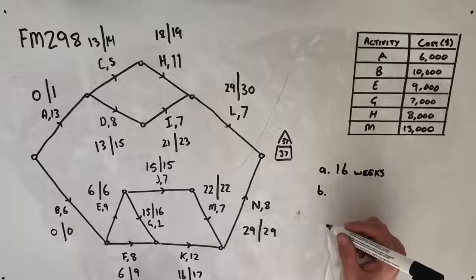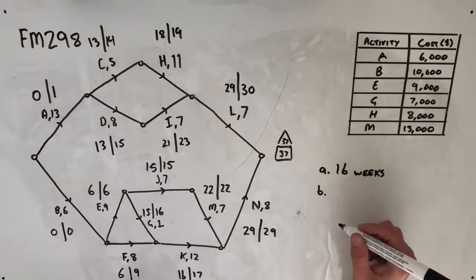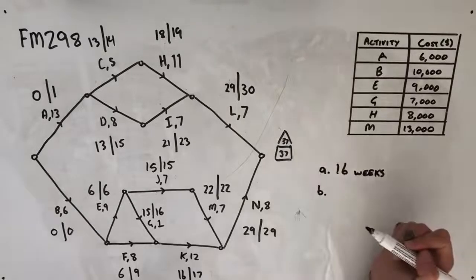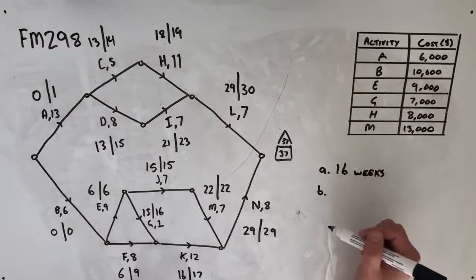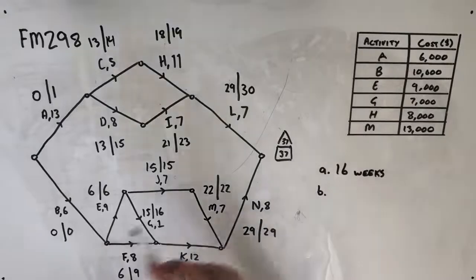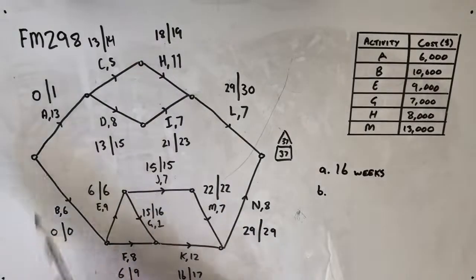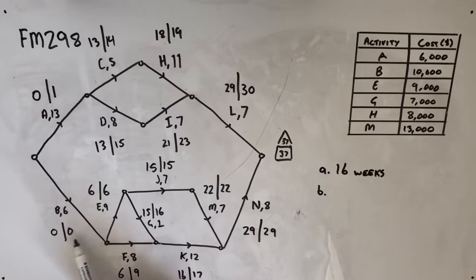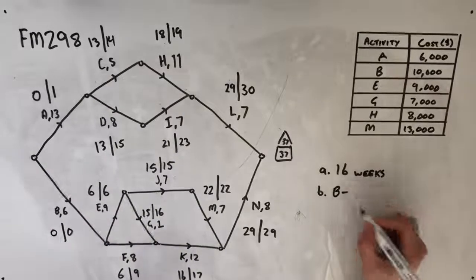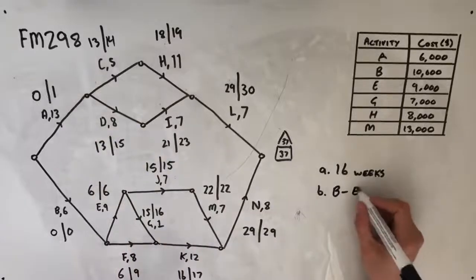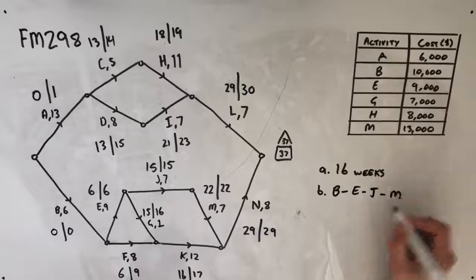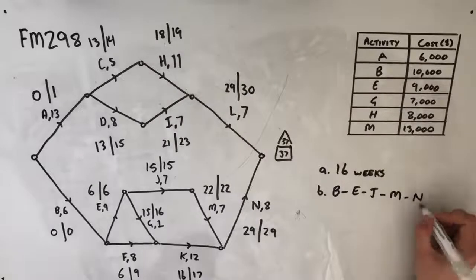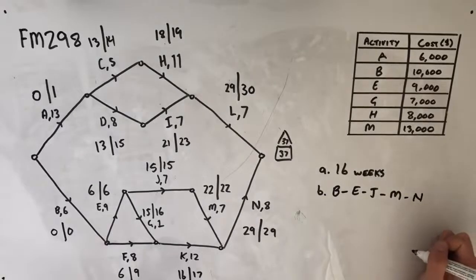We're then told that the minimum completion time for the school is 37 weeks, which we found to be true when we did our forward and backwards scan. B says write down the critical path for this project. Now, of course, in order to find the critical path, we just need to look for the activities that have an earlier starting time and later starting time that are the same. So we're first looking at B, then E, then J, then M, then N. And that is our critical path.